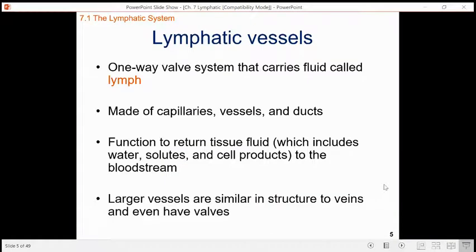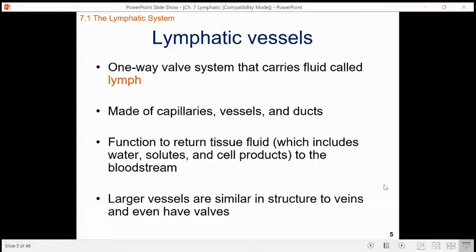Lymphatic vessels specifically are one-way streams. They have a valve that carries fluid called lymph. We have capillaries, vessels, and ducts, and they function to return tissue fluid, which includes water, solutes, and cell products, back into the bloodstream. Larger vessels are similar in structure to veins, and they even have valves like veins that prevent the backflow of this fluid.